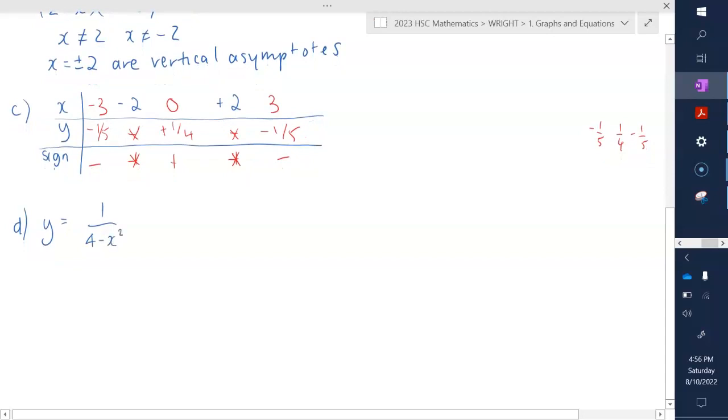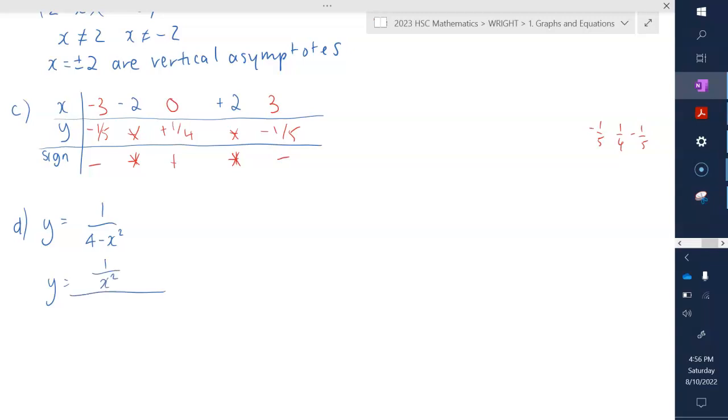To find our horizontal asymptotes, we had to divide through by the largest power of x on our denominator. So we'll end up with 1 over x squared as our top line, over 4 minus x squared all over x squared for our bottom line, which will become 1 over x squared on the top line. And then our bottom line, we break this part up into each of those: 4 over x squared minus 1.